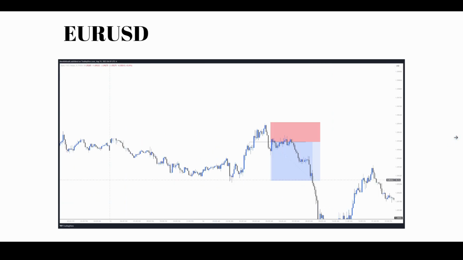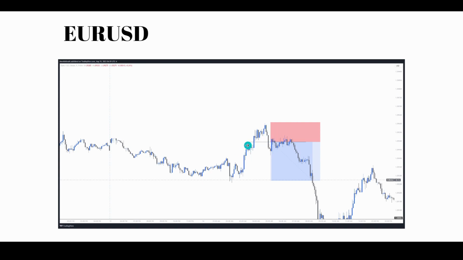Okay, so here is an example on Euro USD. If you are curious enough if this strategy works for forex market or not, it definitely works on forex market. But as I told you, you need a better perspective of the entire market structure.